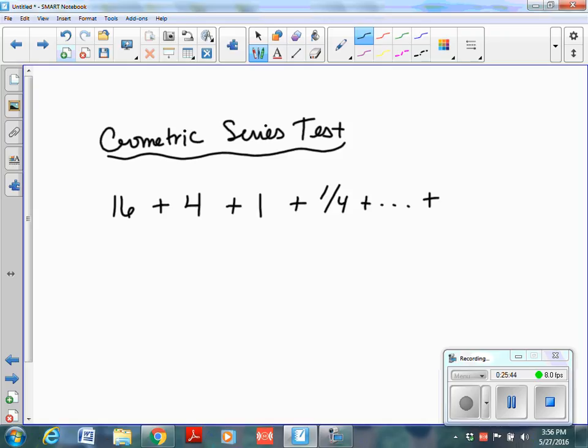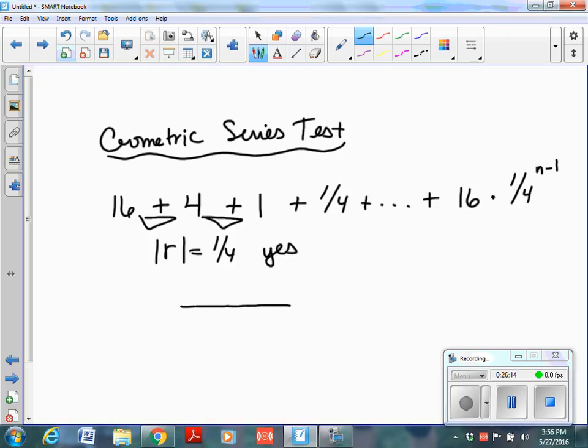The formula is 16 times r to the n minus 1 power. Oops, 16 times 1/4 to the n minus 1 power. So, this is called the geometric series test. We did this a while ago, but all you do is you find your r, and your r is 1/4. You can tell by looking at it that it goes down by 1/4. And is r less than 1? Yes. So then I can use my formula.